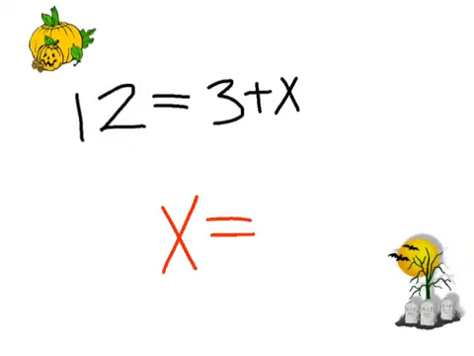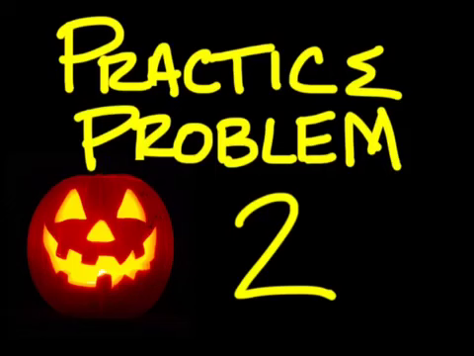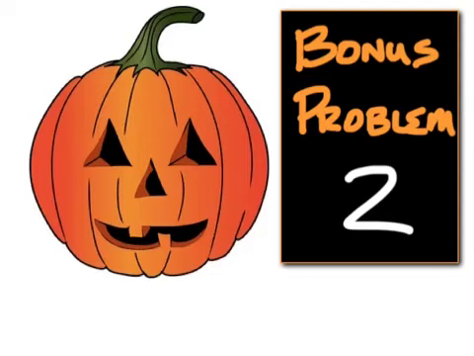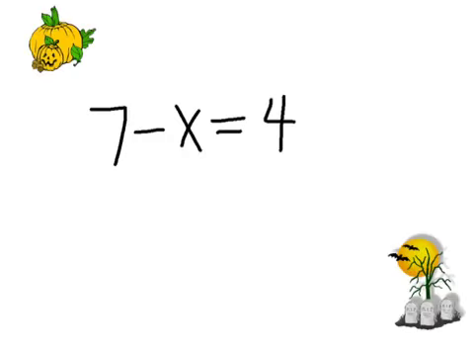Answer for the bonus problem is 9. Practice problem number 2. The slope of a line parallel to y equals 3x minus 7. What's our answer? 3, that's right. Answer for the bonus should be 3.